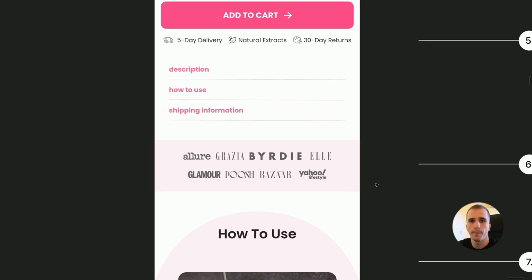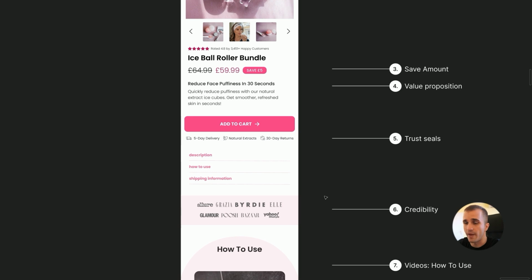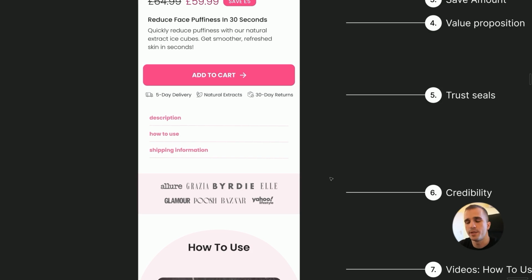We have other companies that are talking about this product, and if these well-known companies are talking about this product, that means that this product works well, that means it's popular. So if any brands or magazines or platforms are talking about your product, you should have that as a credibility seal. It will help you with increasing your conversion rate.